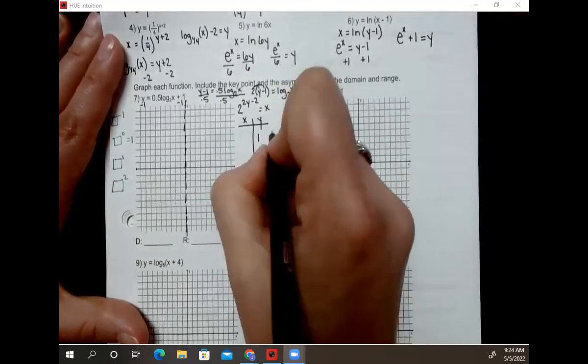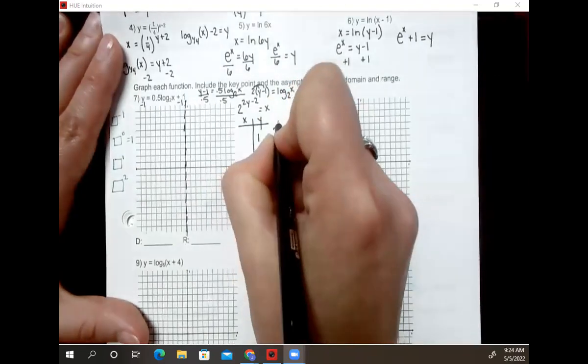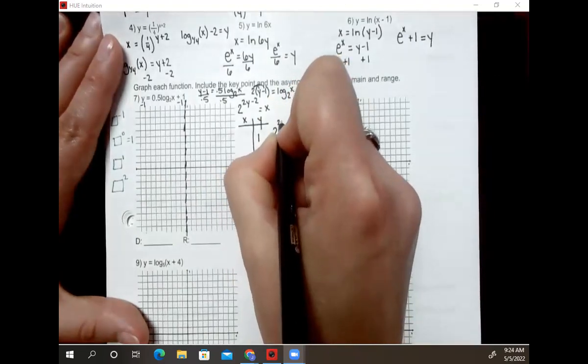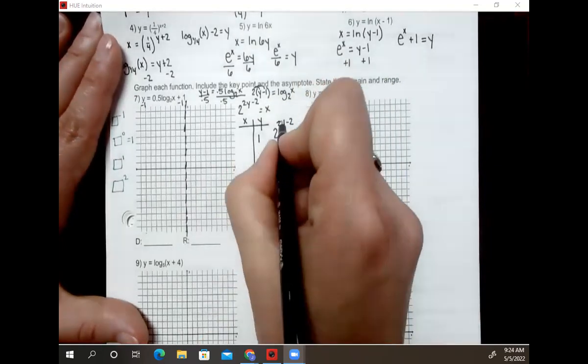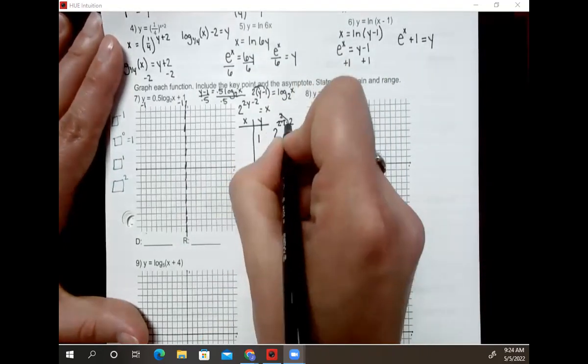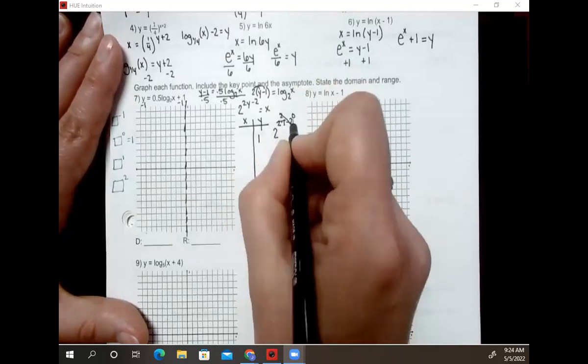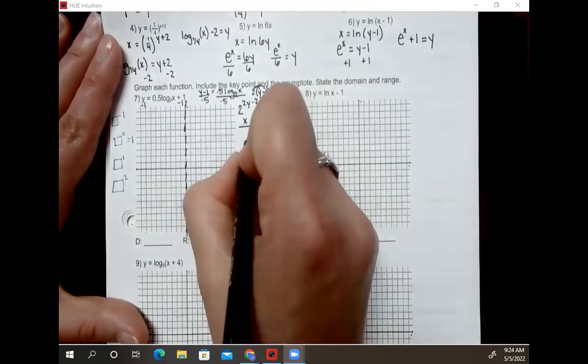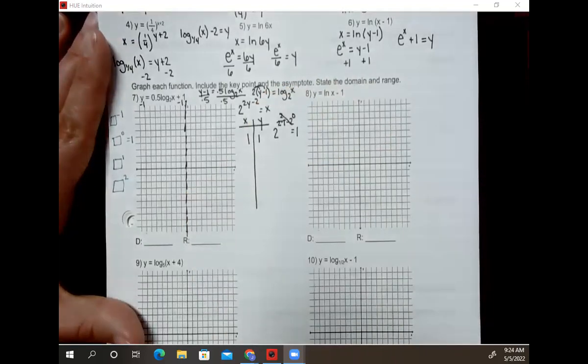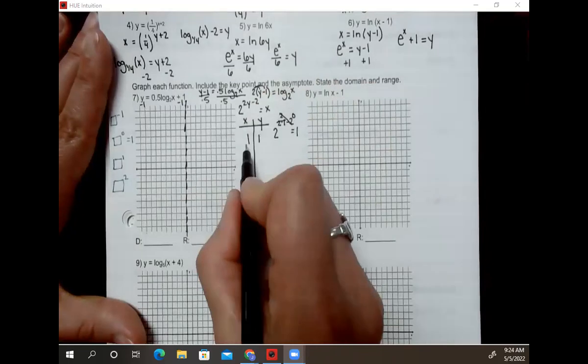Okay. When I do that, I get 2 times 1 minus 2 in my exponent. 2 times 1 is 2. 2 minus 2 is 0. 2 to the 0 power is just 1. So if I plug in 1 for y, I get 1 for x.